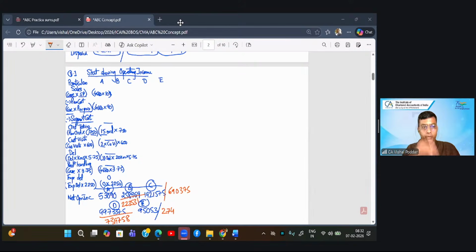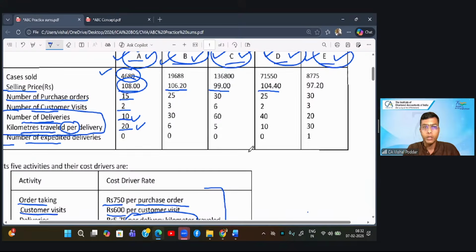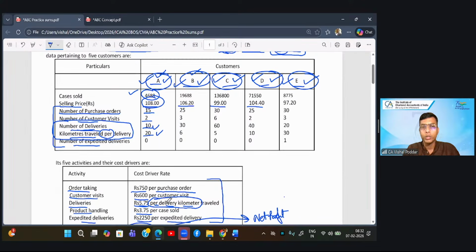Okay, Ankita is also having similar answers, 690375. Perfect. So Ankita, your and Nikunj's answers are the same. Ankita, your E is different. 3378. Nikunj is having only 274. Just check E. In E, this is important. E is having expedited delivery 1. So E is having this cost of 2250, which no other one is having, because only E is having the expedited delivery. Have you subtracted this? I think you have not yet subtracted this, Ankita. You subtract this.